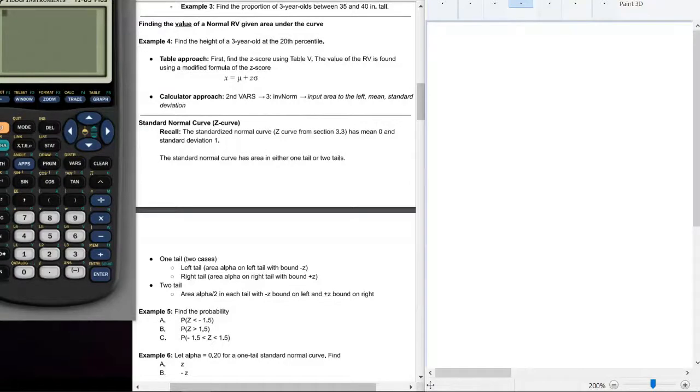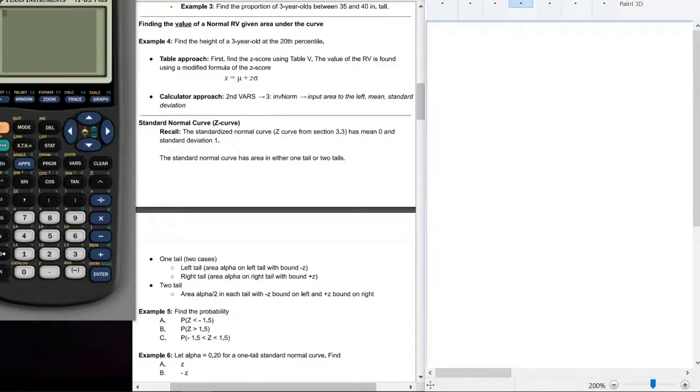Now notice how example 4 changes. Okay, we're still looking at that same population of the 3-year-old, but notice how example 4 is different. Example 4 is asking us to find the height of a 3-year-old at the 20th percentile.